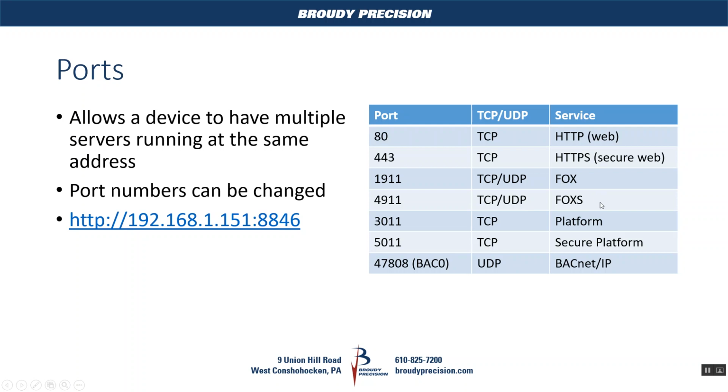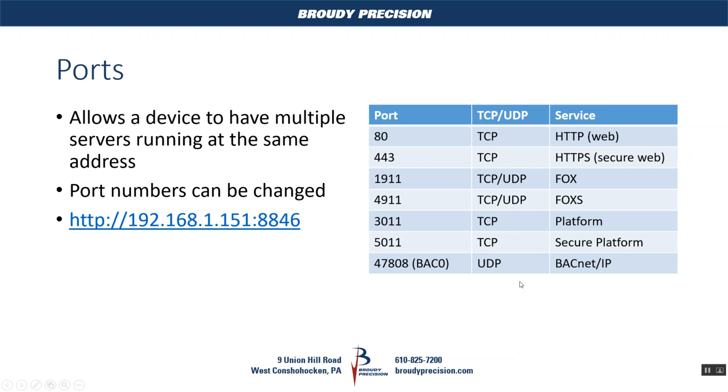And in order to have discovery work properly, we need to send out broadcast packets on our network so that we can find devices that maybe we didn't know were there. And they can respond to that broadcast packet and say, hey, I'm here. So that's what the UDP function of those two do. But by and large, Fox and FoxS both rely on TCP. Platform, there's no broadcast function built in there, so we're specifically talking about TCP.